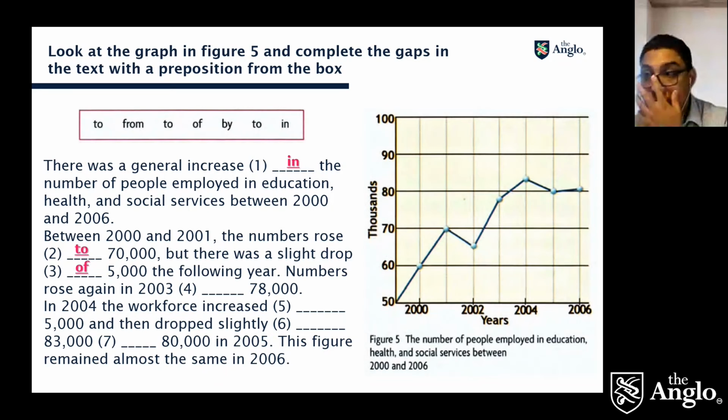Number 4, the numbers rose again in 2003. Again, up to this point, meaning to 78,000. In 2004, the workforce increased by 5,000 and then dropped slightly. So the workforce increased. Rebecca, thank you. Thank you, Ana Maria. The workforce increased by 5,000 and then dropped slightly. Christian, yes, good. Number 6, dropped slightly.